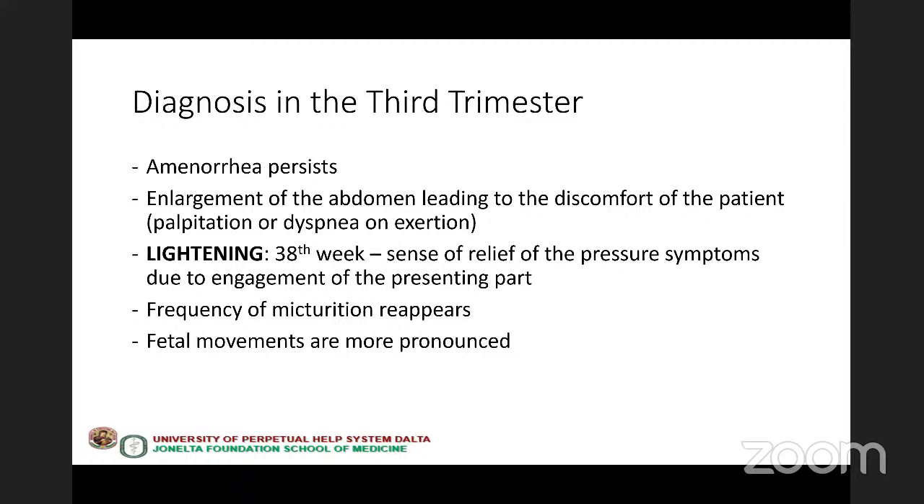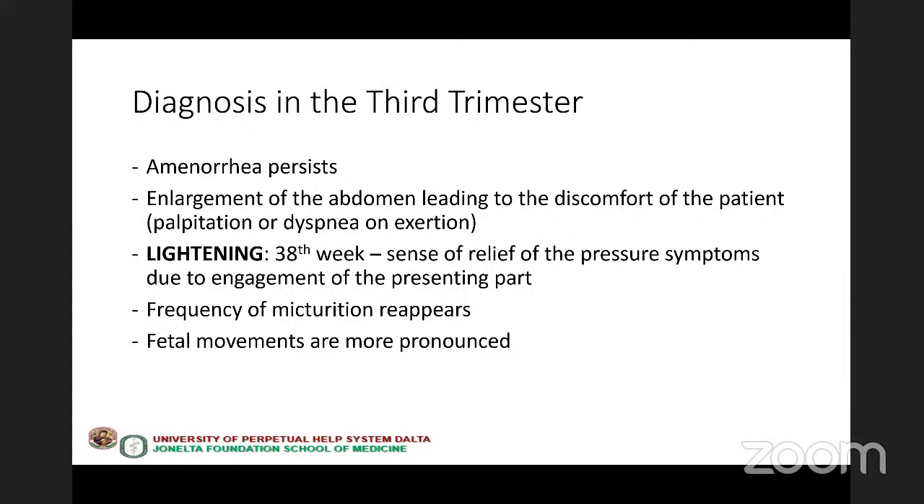Okay. Third trimester, your amenorrhea persists. So your abdomen continues to enlarge and would eventually lead to discomfort of the patient, either producing a palpitation feeling or dyspnea on exertion as the abdomen enlarges. Okay? There's lightening by your 38th week. So what is lightening? That's a sense of relief of the pressure symptoms due to engagement of the presenting part. Okay.